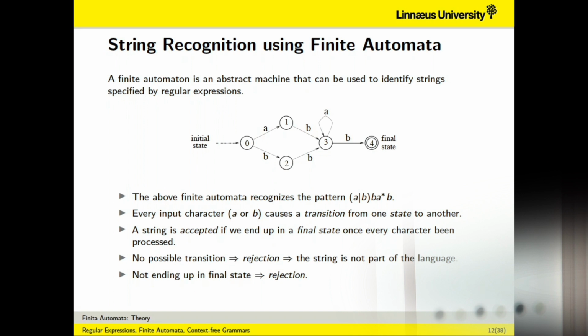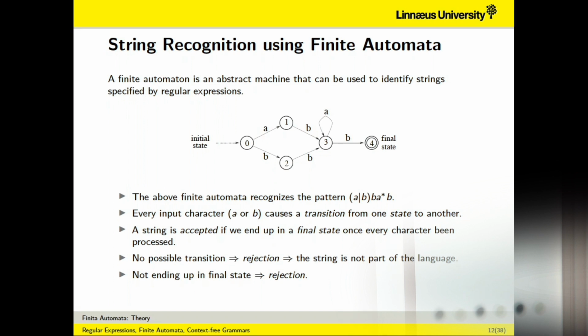By using a finite automata, if you start from the start state and end up on the final state, then it means that that word is a part of your language that is represented by the finite automata. But on the other hand, if you don't end up on the final state, it means that string is not a part of your language.